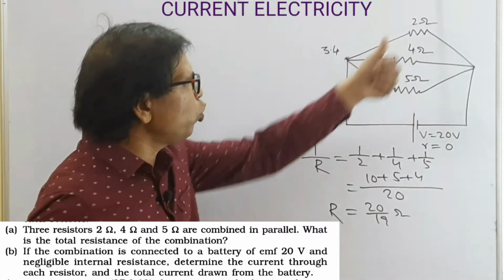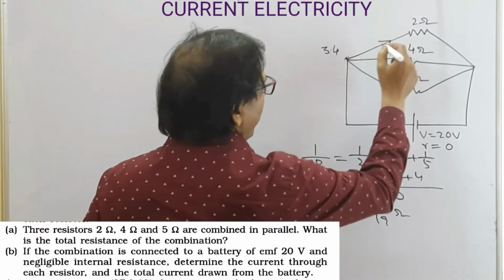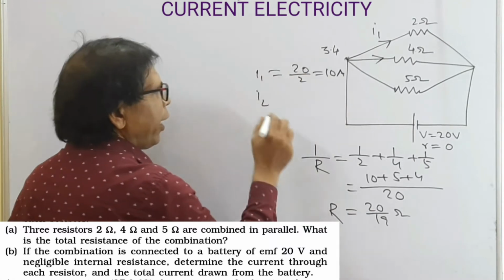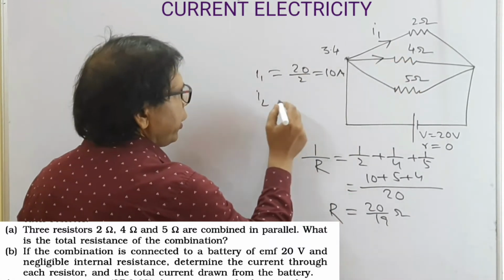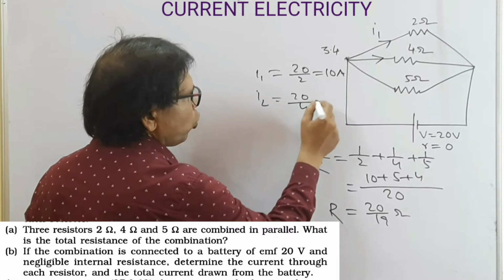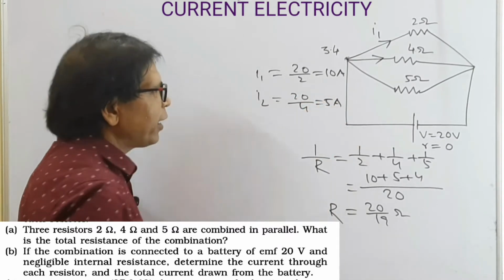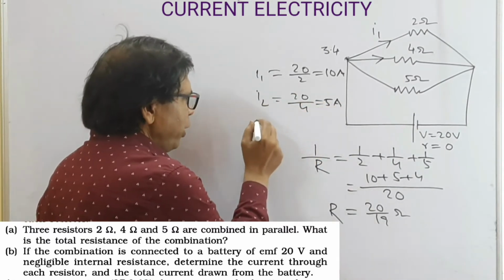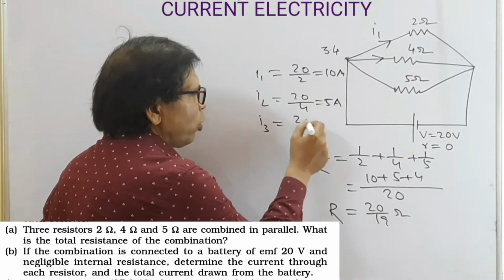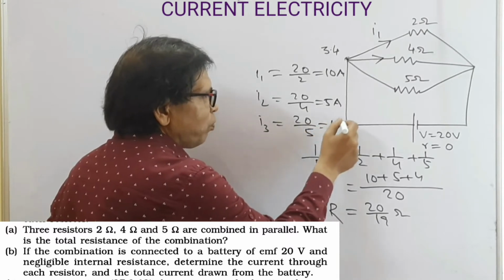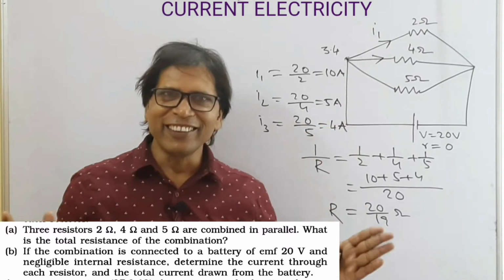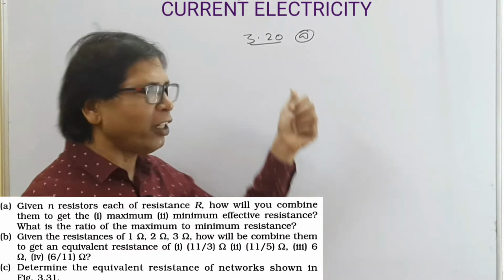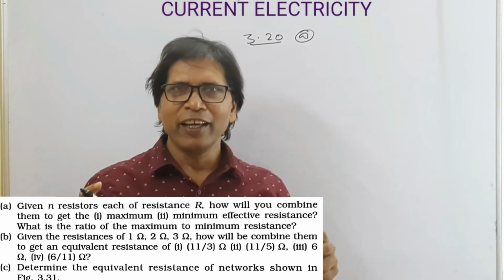Now the current through the 2 ohm resistance, I1 is equal to V by R, 20 by 2, which is 10 ampere. The current through the 4 ohm, I2, is equal to 20 by 4, so this is 5 ampere. And the current through the 5 ohm, I3, is equal to 20 by 5, that is 4 ampere. Okay, understood? Now next.